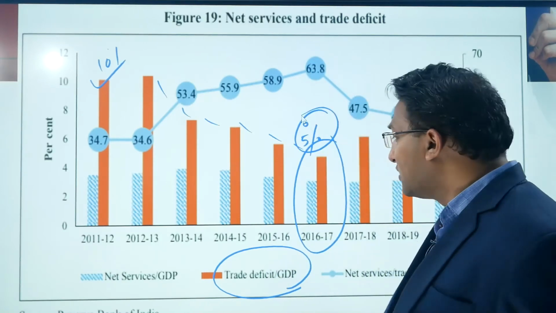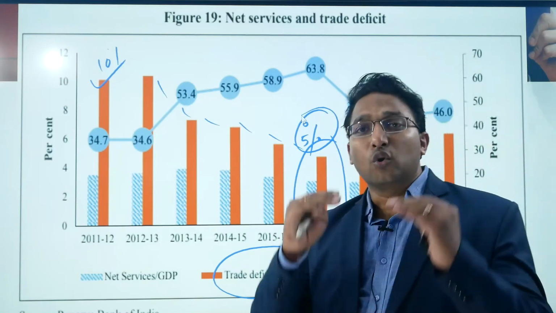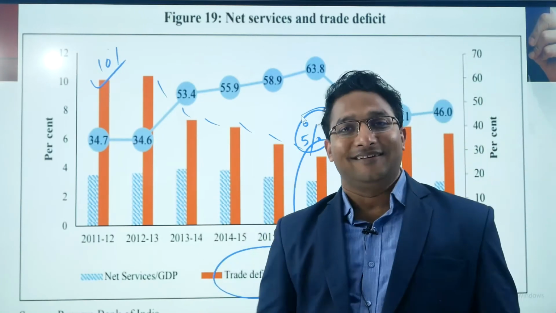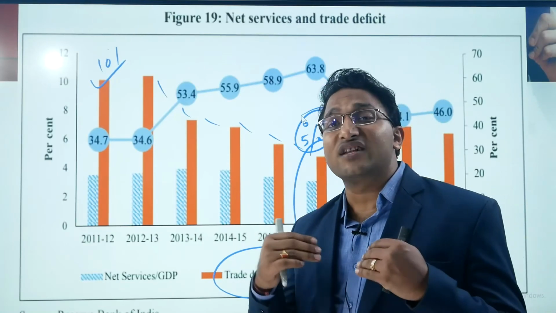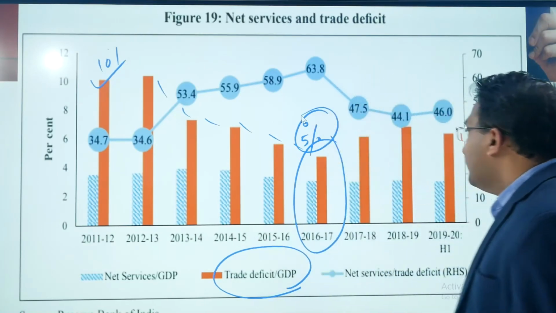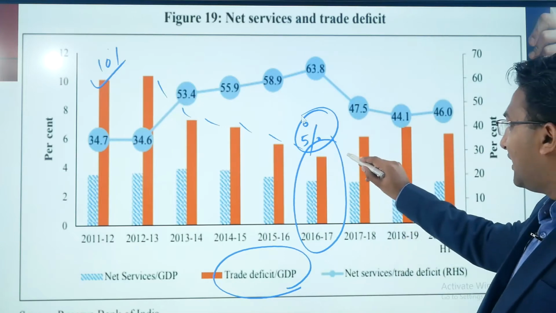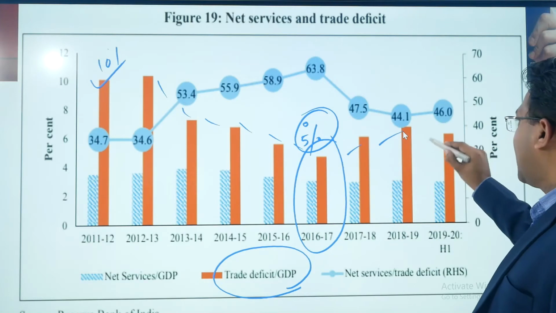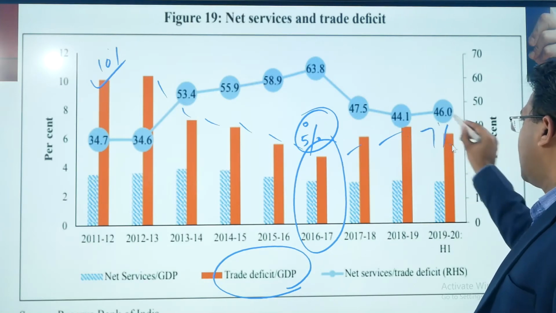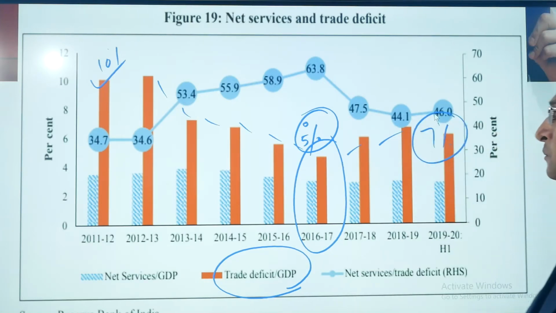But why? Because in 2016-17 the crude oil prices were declining. The crude oil prices were very, very low. So this was a very favorable situation. After that there has been an increase, and finally in 2019-20 we are expecting it to be around 7% to 8%.